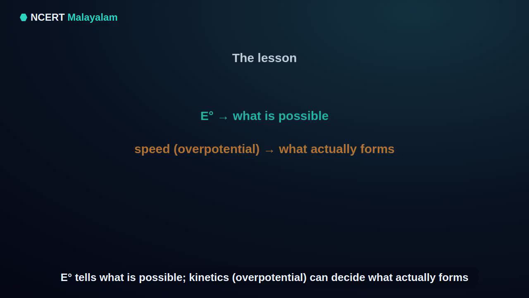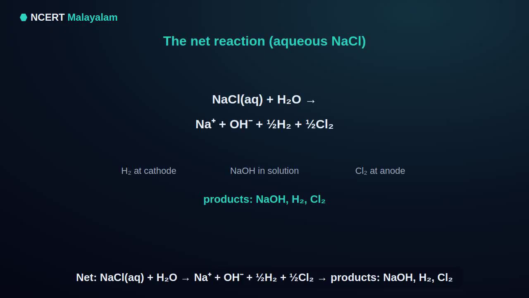This is the main lesson. Standard electrode potential values tell you which reaction is possible, but how fast the reaction goes, the kinetics, also decides the product. Let us put both electrodes together. Sodium chloride in water plus water gives the sodium ion plus the hydroxide ion plus half a molecule of hydrogen gas plus half a molecule of chlorine gas. The products are sodium hydroxide in solution, hydrogen gas, and chlorine gas.